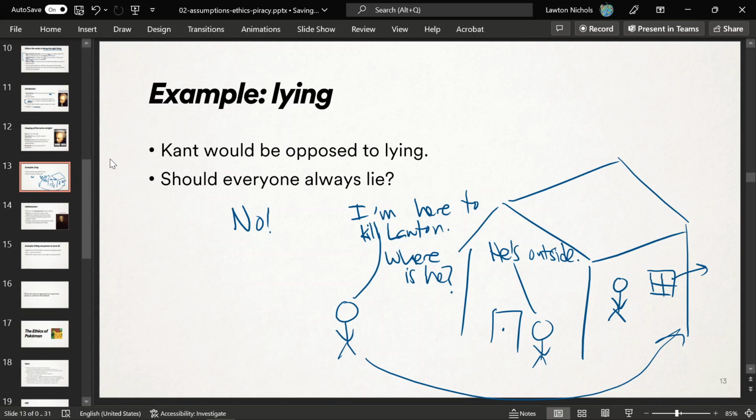Kant would always be opposed to lying, and the reason is because he would ask that question, should everyone always lie? Is that something I want everybody to do all the time? The answer is of course no. Okay. So that's an example of Kantianism. Are we ready for utilitarianism?